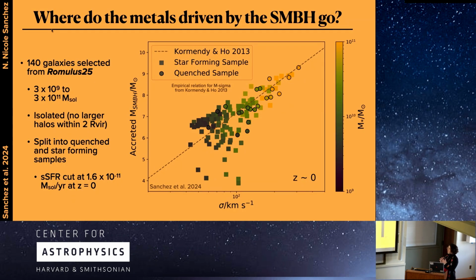From the Romulus25 simulation, I selected 140 galaxies between 3×10^9 and 3×10^11 solar masses, matching the mass range of COS-Halos, as well as splitting the sample into a star-forming and a quenched, or passive, sample using the same specific star formation rate cut as COS-Halos. And you can see them here on the M-sigma relationship. We're going to come back to this plot again and again as I relate the metal content of these galaxies to the M-sigma relationship.